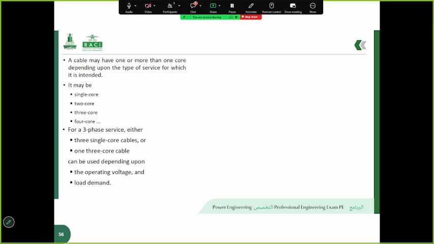For a three-phase service, either three separate single core cables or one three core cable can be used. The choice depends mainly on the operating voltage and the load demand. Each option has its own advantages in terms of installation, cost, and performance.